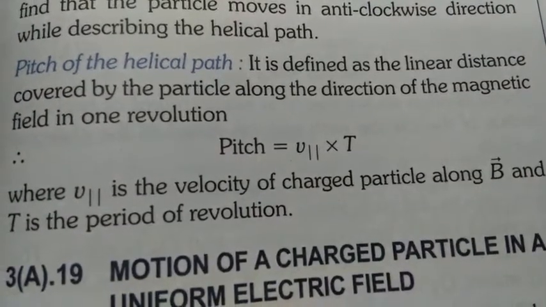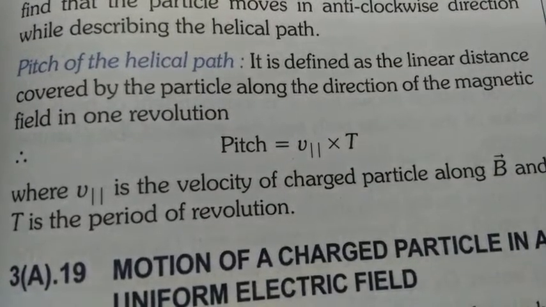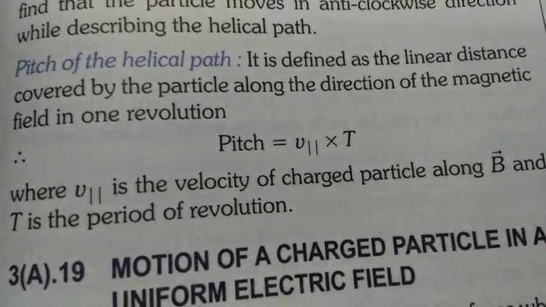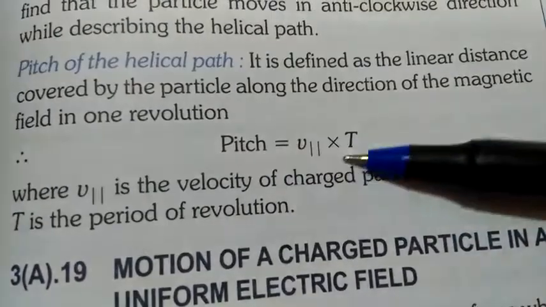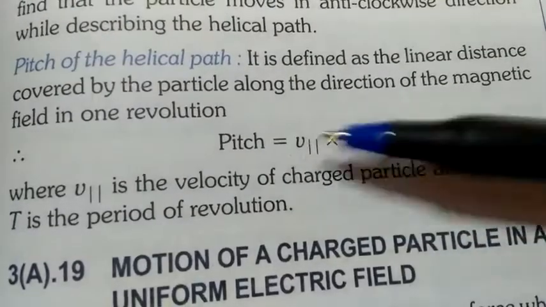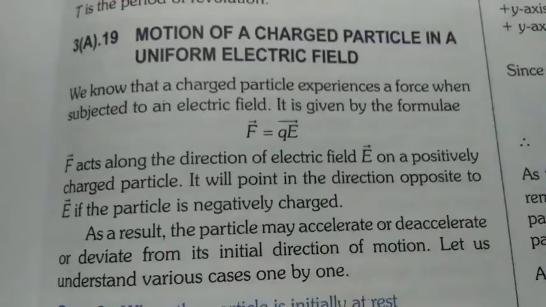So the pitch of the helical path is defined as the linear distance covered by the particle along the direction of the magnetic field in one revolution. And it is given by v parallel into T. See, the formula of distance is velocity into time. So here we are taking the velocity along the field into the time period.